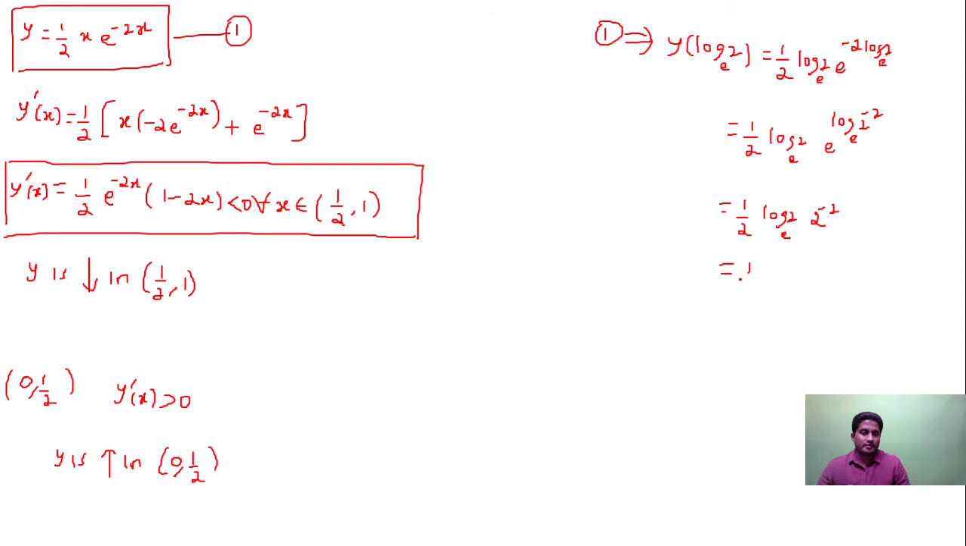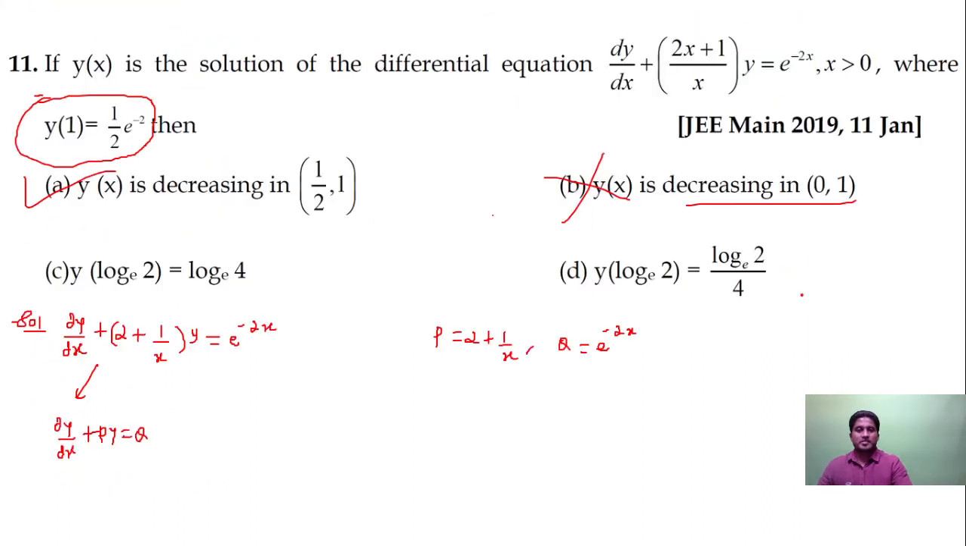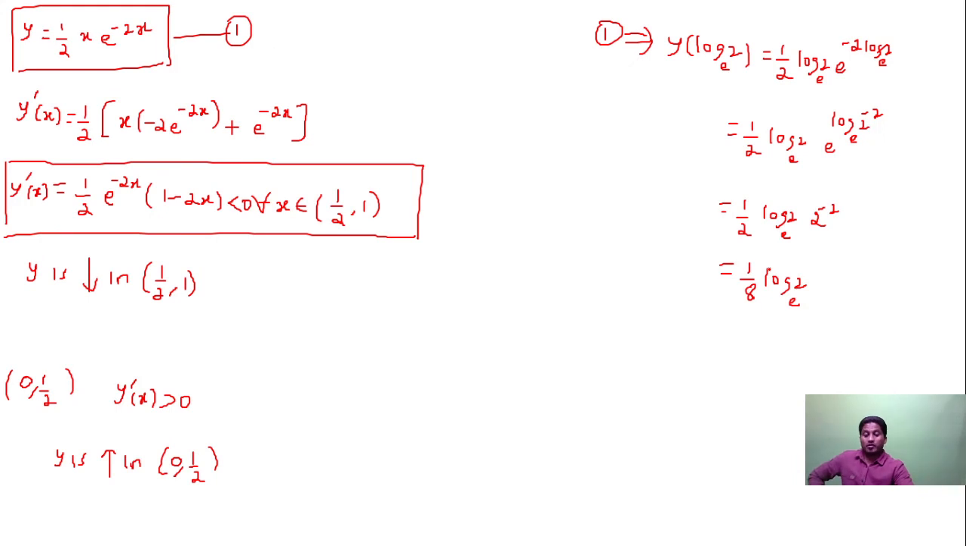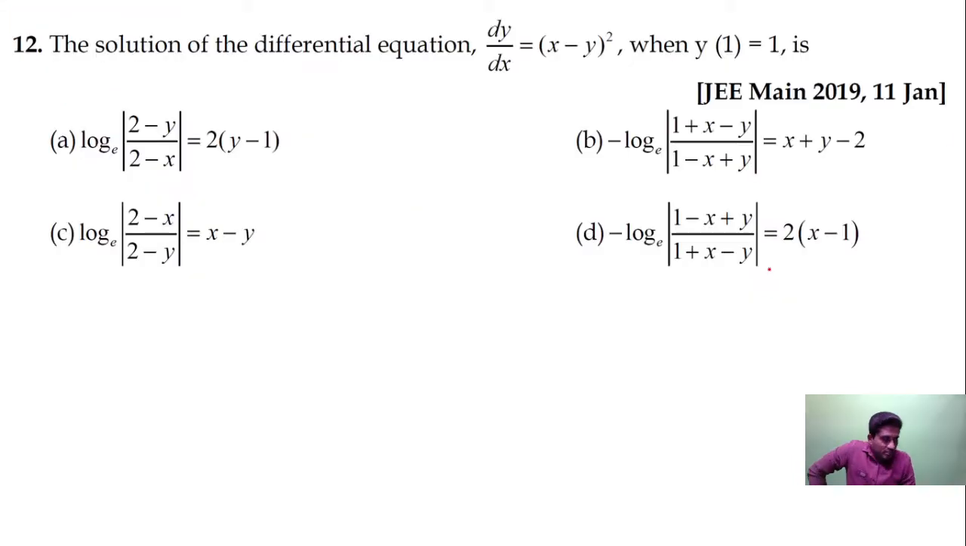That's equal to 1 upon 8, 1 upon 8 log 2 to the base c. You understand? So obviously C and D are ruled out. Answer is option A only. This is false. Even this is false. Answer will be option D only. Option A only. Okay. Let's move to the next question.